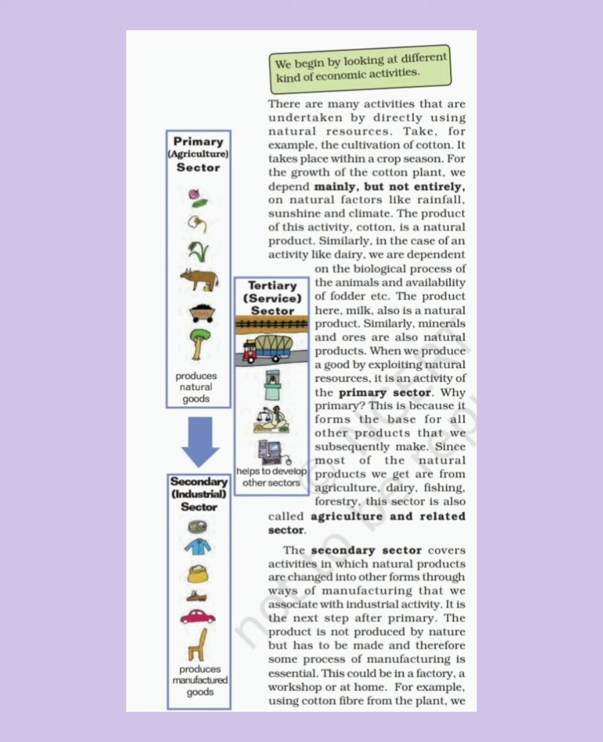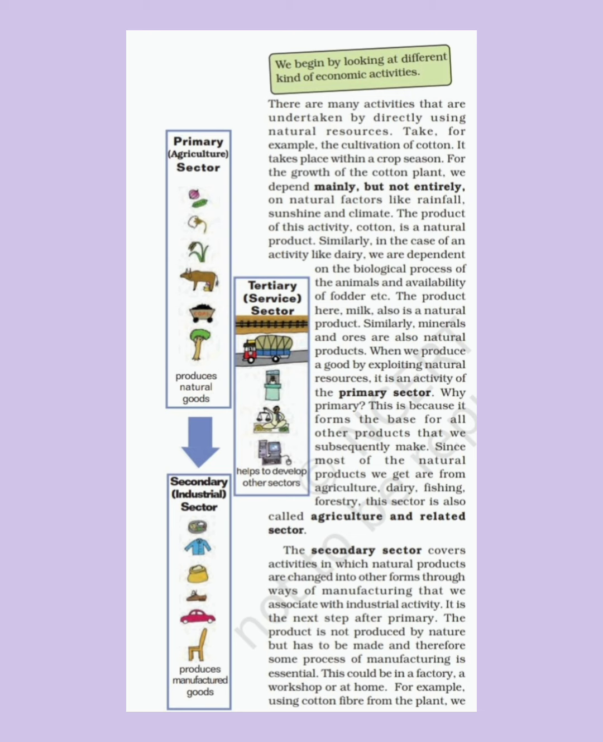Now, moving on to the secondary sector. It covers activities in which natural products are changed into other forms, for example, by manufacturing them. By using these natural products to manufacture and change their forms, it is associated with industrial activity. So a certain kind of industrial activity is required to change the form of the natural product, and hence it is categorized into the secondary sector.